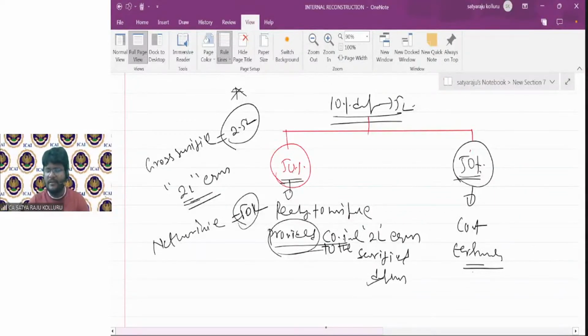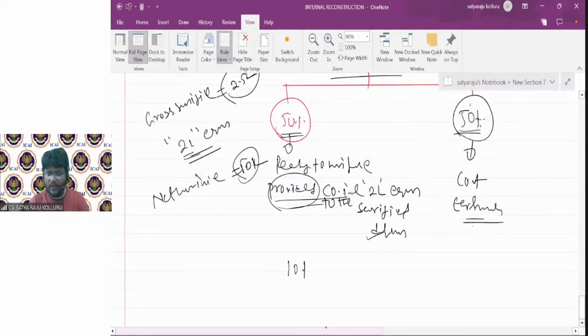Just debentures will cancel, equity share capital will credit. Sir, now what is the journal entry, sir? First, you need to cancel the 10% debentures account, which is for 5 lakh. Sir, net sacrifice how much? 50,000, right? That portion only you can transfer to reconstruction account.